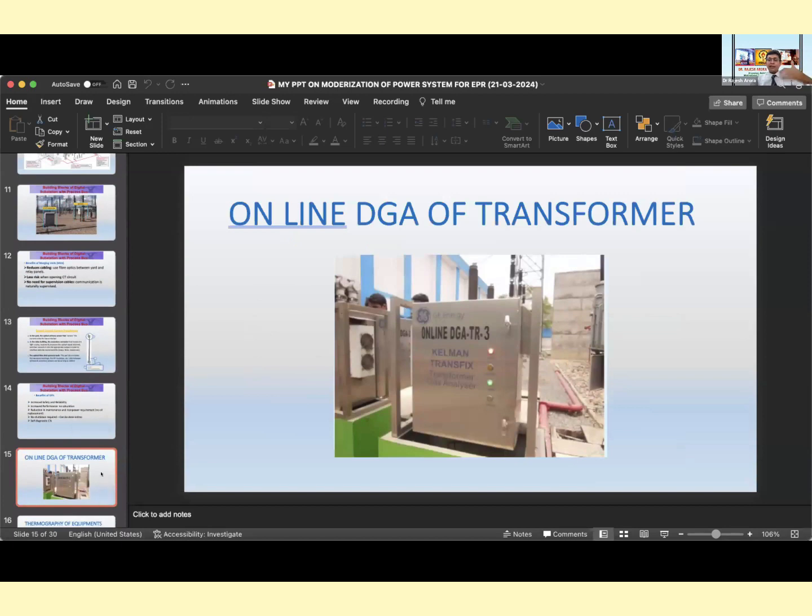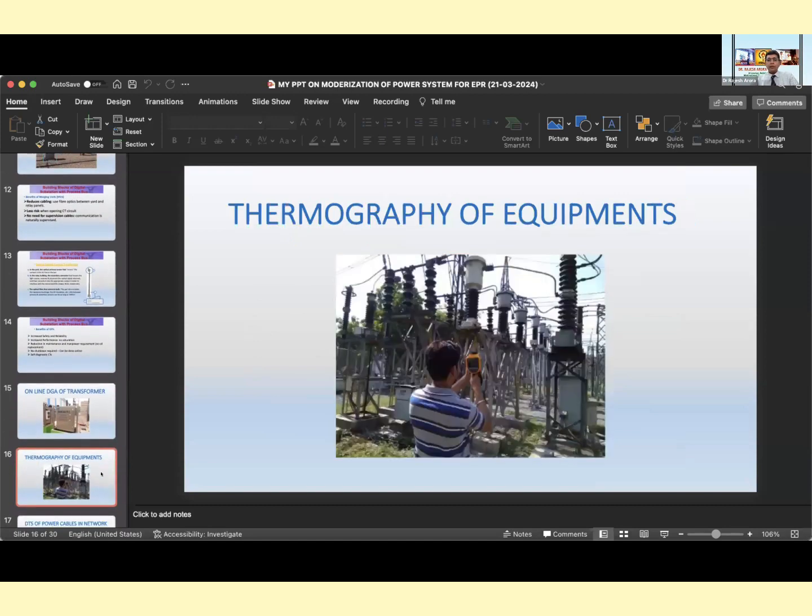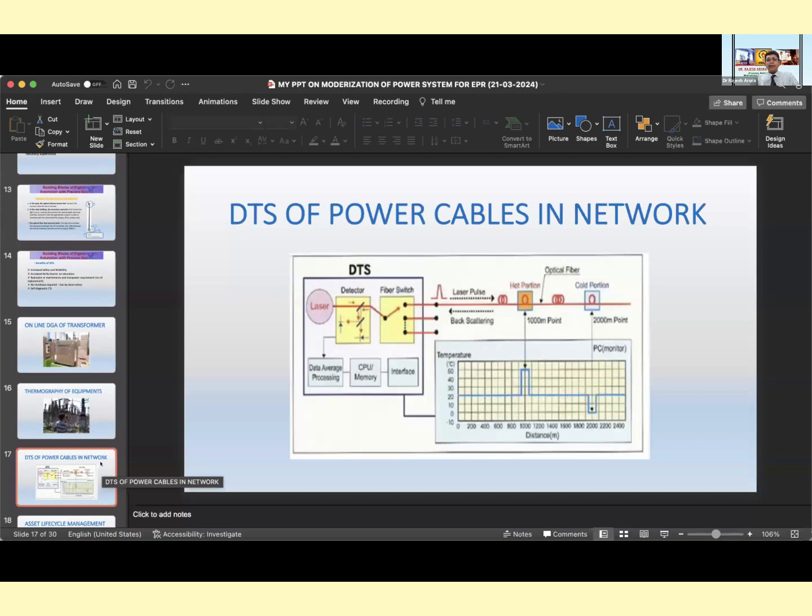Apart from that, we are using some online equipment to take care of my equipment that attribute to outages and that affects the availability and reliability of the systems. We have online DGA systems. We are using infrared cameras to pinpoint the hotspot before that hotspot converts into any major problem or outages. We have distributed temperature sensors for my big power cables in the network that keep on sending me signals about hotspots in the cables.